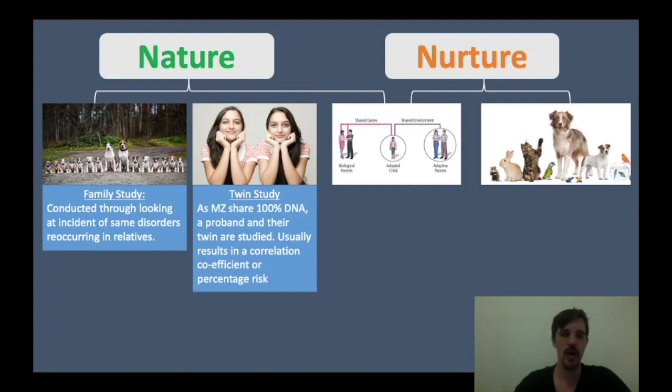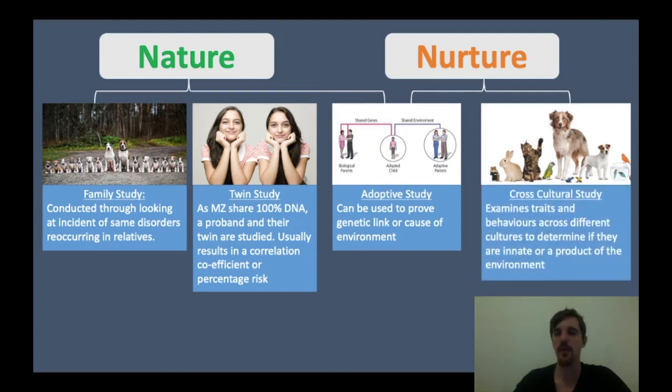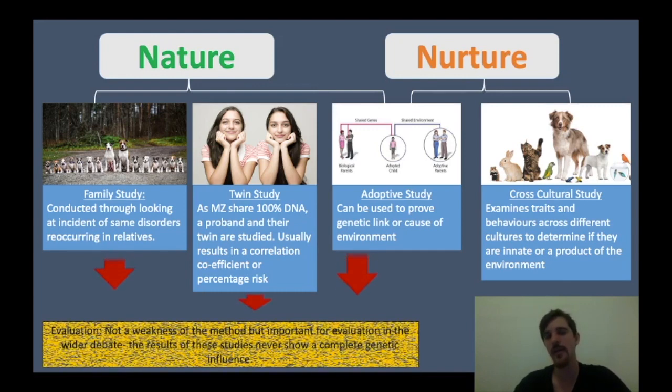Twin studies. Monozygotic twins share 100% of their DNA, that's the premise anyway. A proband, someone who has the disorder, and their twin are studied. This usually results in a correlation coefficient, a number between 0 and 1.0, or a percentage risk. We have adoptive family studies, which can be used to prove a genetic link or a cause in the environment. And then you have cross-cultural studies, where we look at traits and behaviors across different cultures to determine if they are innate or a product of the environment. But they do have their limitations.